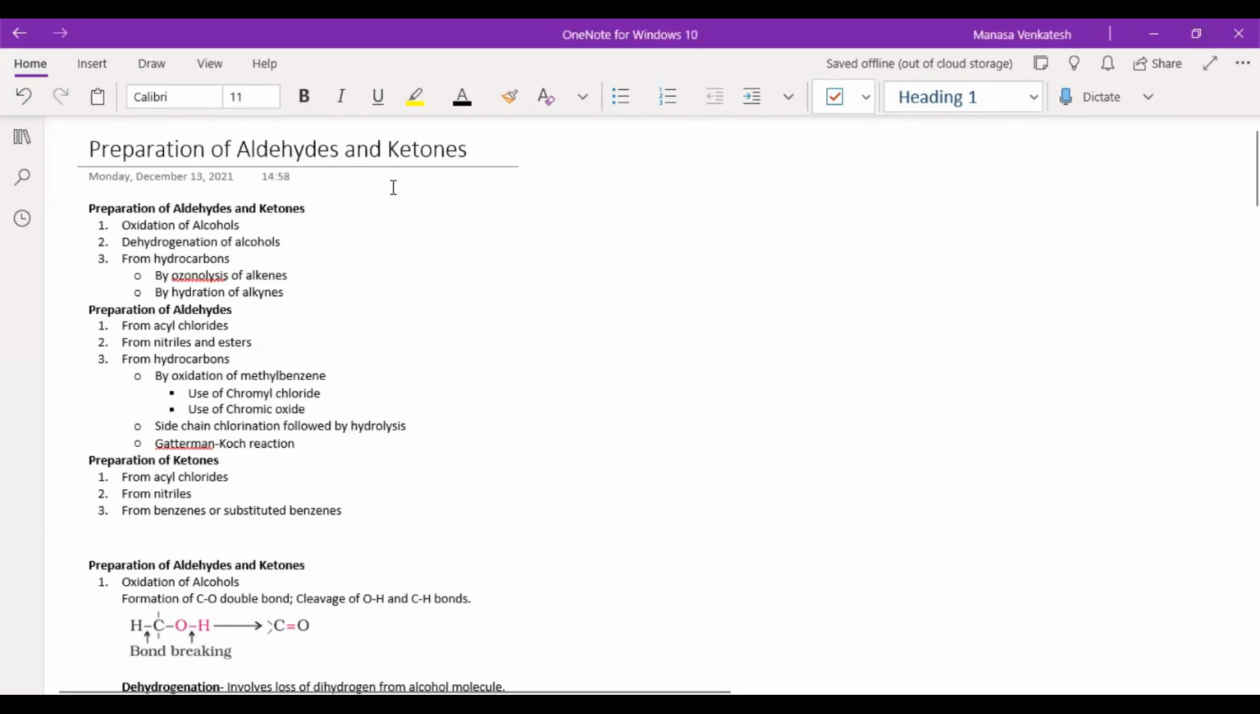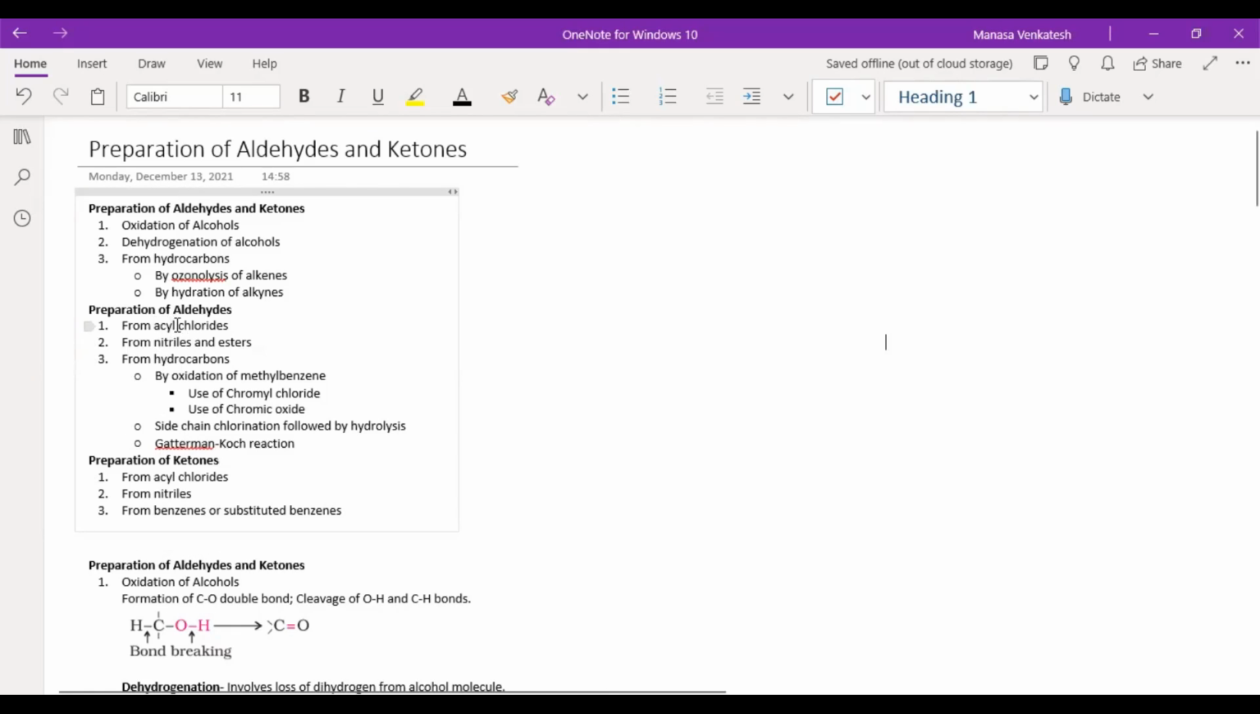Preparation of aldehydes and ketones. I've always found it easier to have a list of the reactions in each case, so that it's easier for us to recollect what the various methods of preparation or the chemical reactions are. So first of all, we learn preparation of both aldehydes and ketones. Next is going to be just about aldehydes. The third is going to be about ketones. And look at these two.